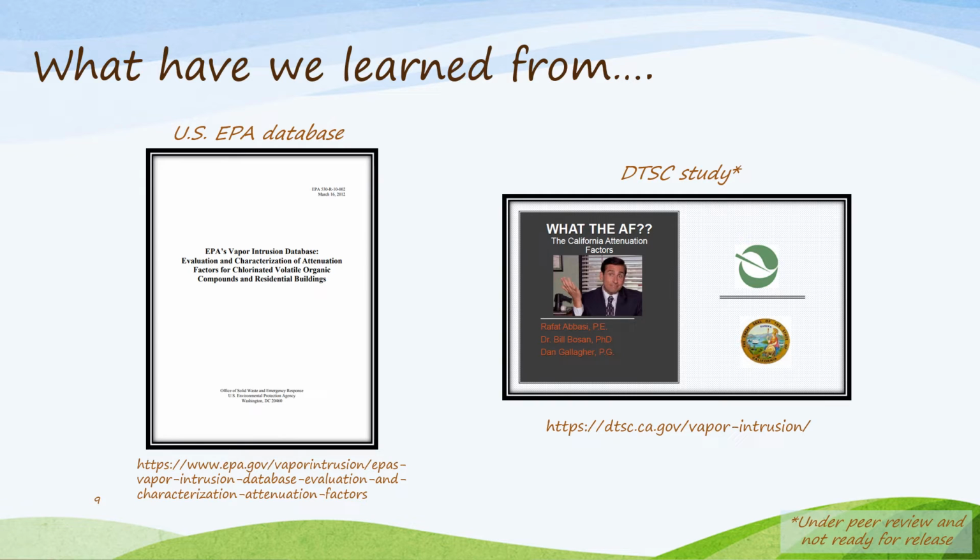Last year, DTSC shared a preview of their attenuation factor study at the California Land Recycling Conference. This study is currently under peer review and not ready for release. The study evaluated commercial and residential buildings in California, but was limited to 52 sites, with more than half being in Southern California. The study also evaluated empirical subslab and indoor air paired data, soil gas and indoor air paired data, and groundwater and indoor air paired data. The study was limited by the number of residential sites that were evaluated.